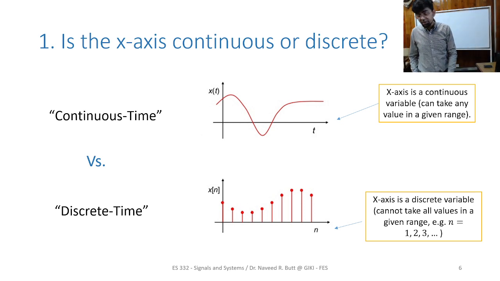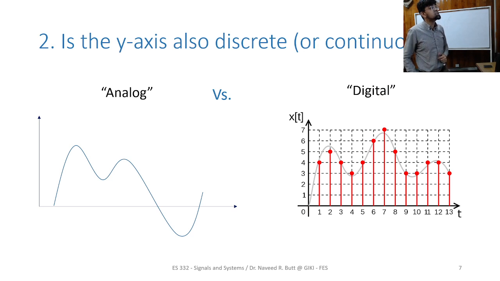So the first question leads to a broad classification. What will the broad classification be? Discrete time, continuous time. What was the question? Is the x-axis continuous or discrete? So the answer to that question leads to these two broad categories. What's the second question? Is the y-axis also discrete or continuous? Okay. So this is what I mentioned last time.